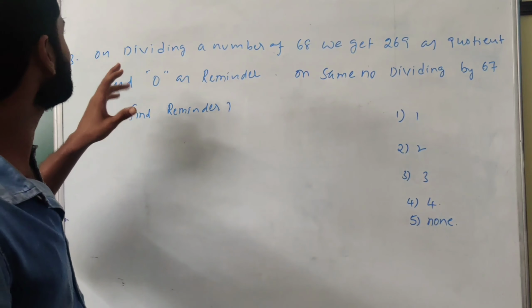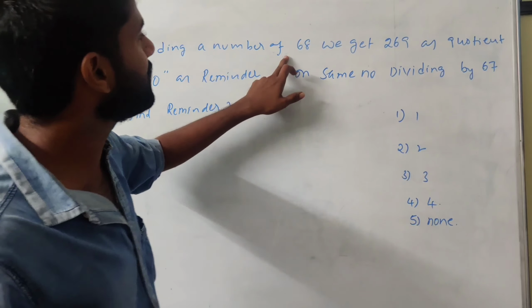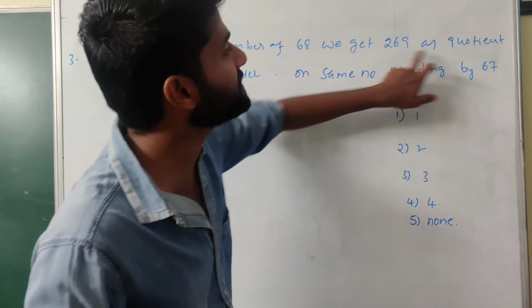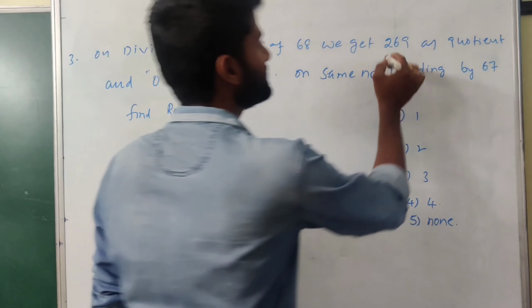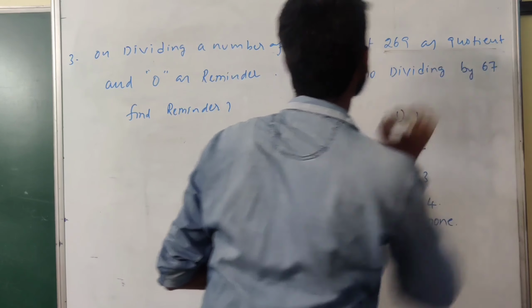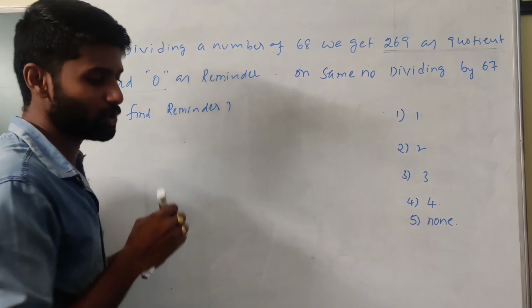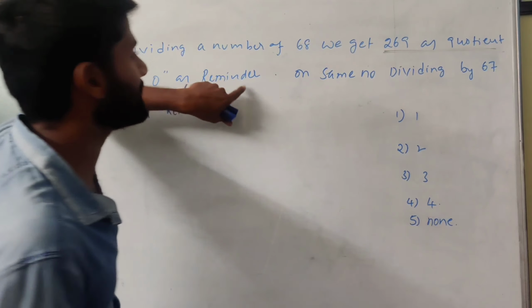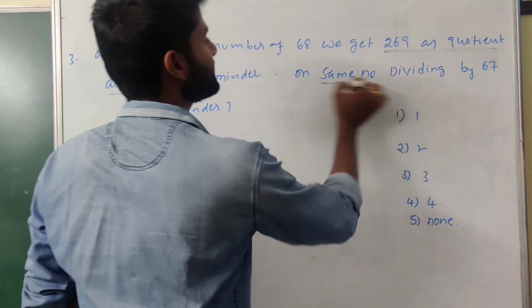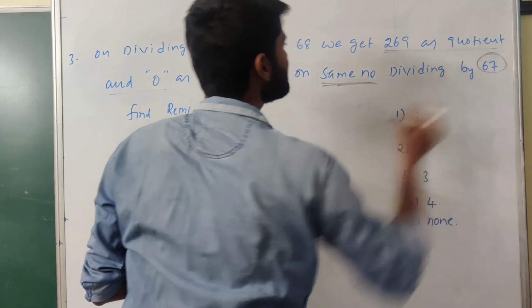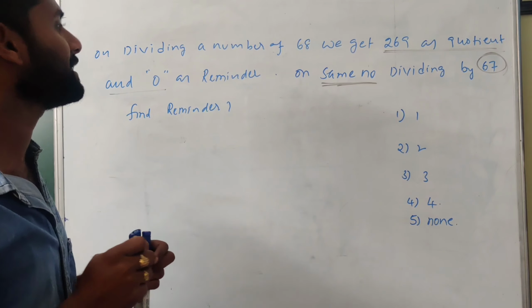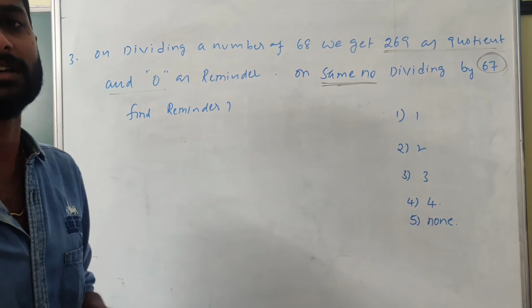Just go with the third question. On dividing a number by 68, we get 269 as a quotient and 0 as a remainder. He said that if the same number is divided by 67, we need to find the remainder.